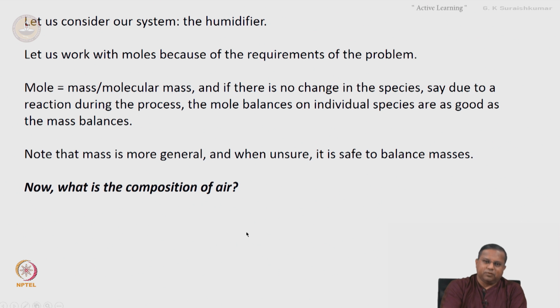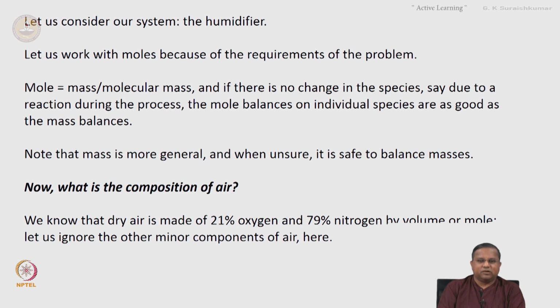So, what is the composition of air? You ask this question to the class. Give them time, and then they would come up with, hopefully, that it is made up of 21% oxygen and 79% nitrogen by volume or mole, if we ignore the minor components such as carbon dioxide and other things in the air. For the purposes of this problem, let us consider air to consist of 21% oxygen and 79% nitrogen by mole or volume, they are the same.